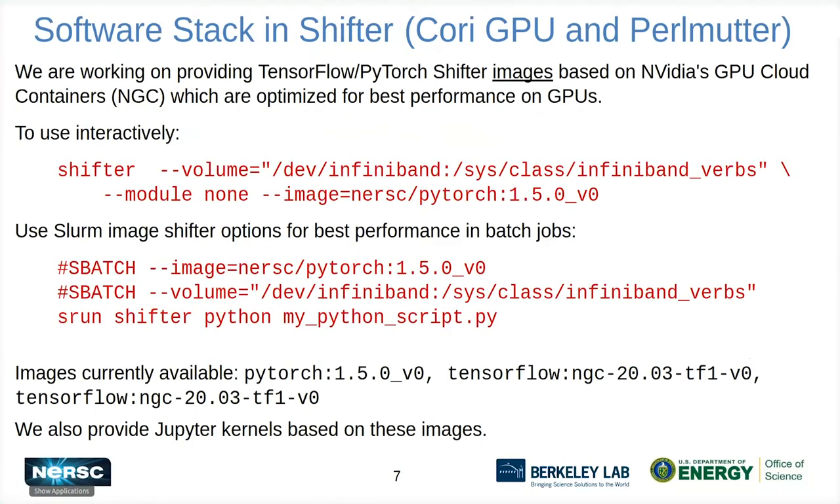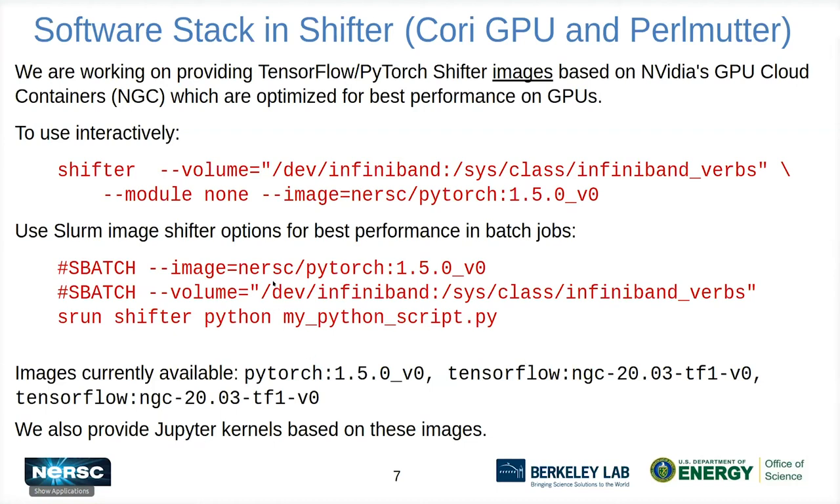As I mentioned earlier, Shifter is becoming more common now to run deep learning stacks at NERSC. We do provide images of PyTorch and TensorFlow that are optimized for best performance on our machines. This is currently only for Cori GPU, and that is what we plan to use in the future on Perlmutter.